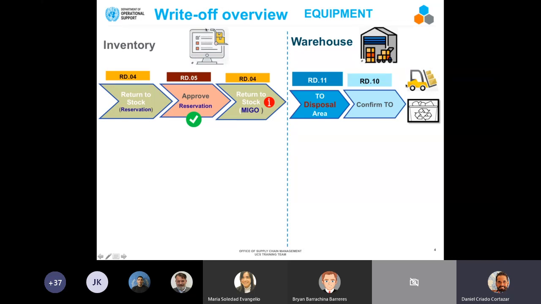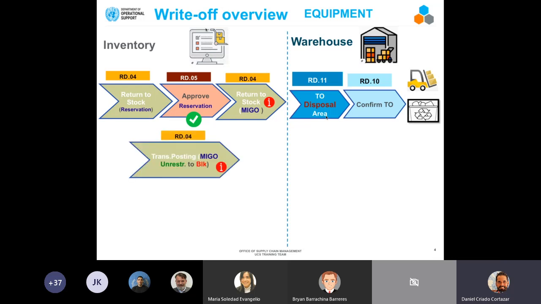So imagine not a tablet, but a huge piece of equipment. So we will take our forklift and we will leave it in a disposal area. So those are, let's say, tangible operations, physical operations that the warehouse people will take. But the system will have to reflect all those actions by the TO being confirmed.